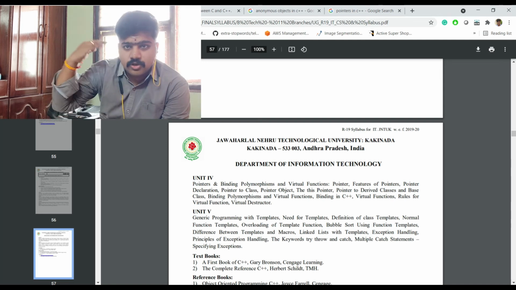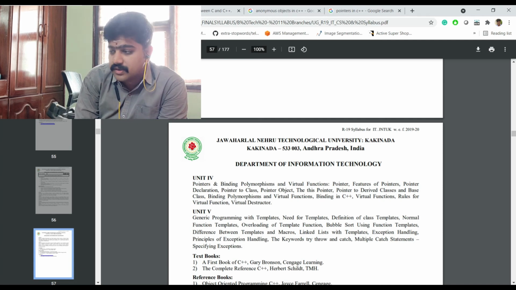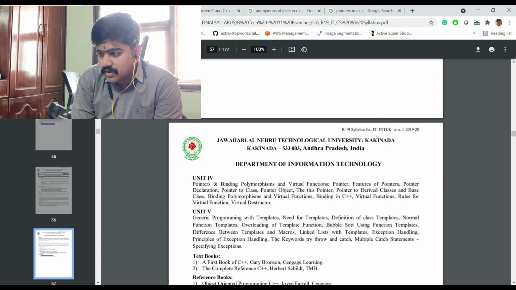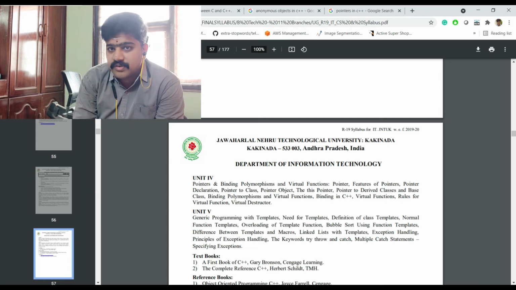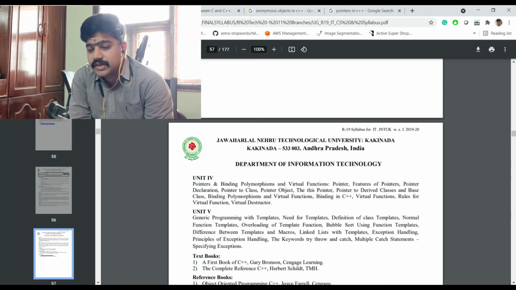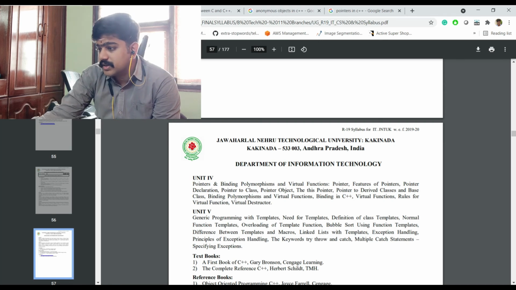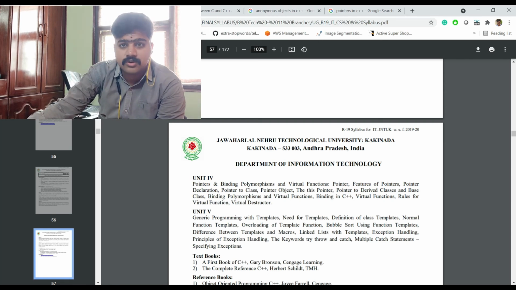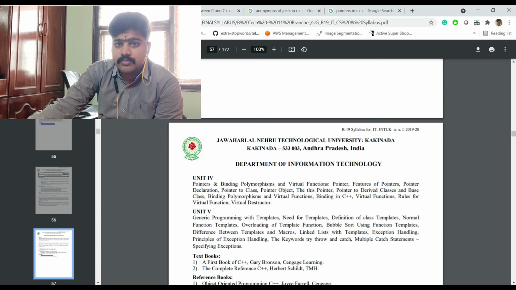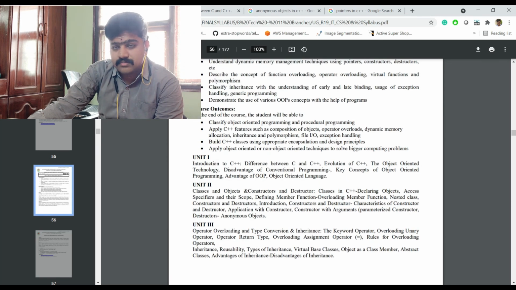Coming to the bottom up approach, again Unit 5: exception handling, generic programs. Exception handling is the most important concept, and also templates, how the templates are overloaded or overridden. All these concepts need to be understood. And in the fourth unit, you need to focus on binding polymorphism, how to bind the objects using polymorphism, and the pointer variables are the most important concept in the fourth unit.